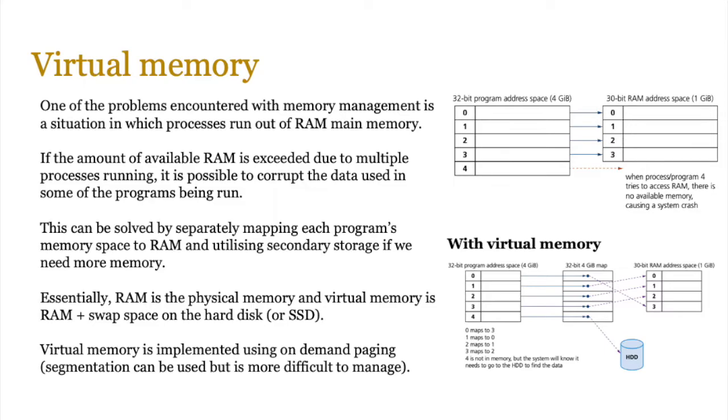Now, this type of situation can be solved by separately mapping each program's memory space to RAM and also utilizing secondary storage if we need more memory. Essentially, the RAM is the physical memory, and the virtual memory that we're going to end up creating is the RAM plus the swap space on the hard drive or SSD. So we simply say, well, okay, we've got 16 GB of RAM, and if we need more, we're going to allocate another 32 GB of storage space to act like the RAM. That's your virtual memory, the RAM plus that hard drive or SSD disk space.